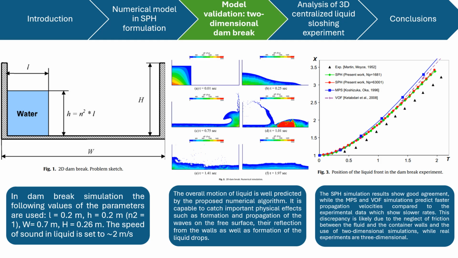Next we have the model validation with two-dimensional dam-break cases. Here we have figure 1 that shows us the illustration of the problem sketch, and for this dam-break simulation the following parameter values are used: the length of water is 0.2 meter, the height of water is 0.2 meter, the length of the wall is 0.7 and the height of the wall is 0.26 meter, with the speed of sound in liquid set to around 2 meters per second.